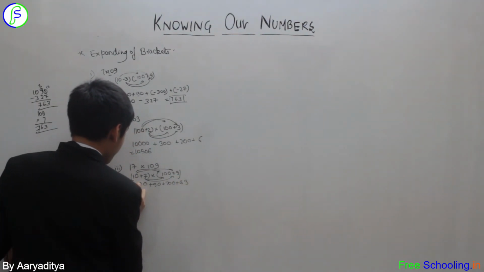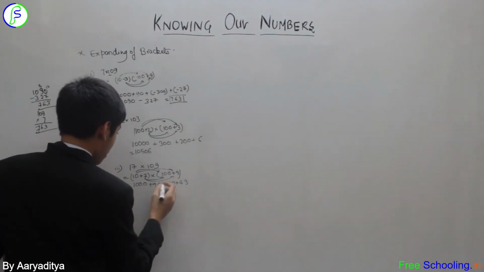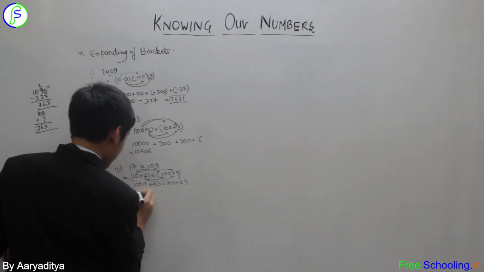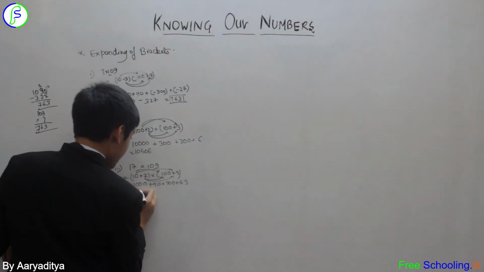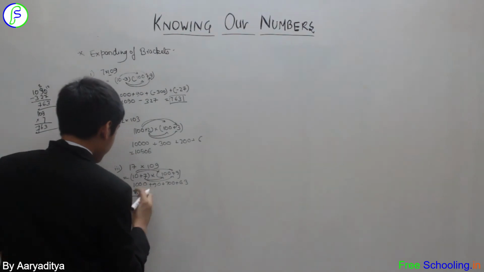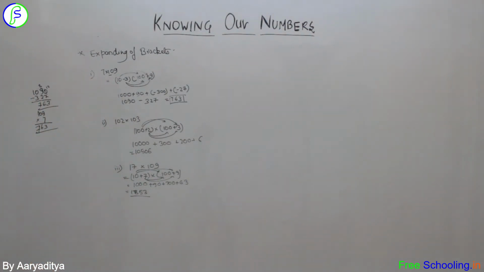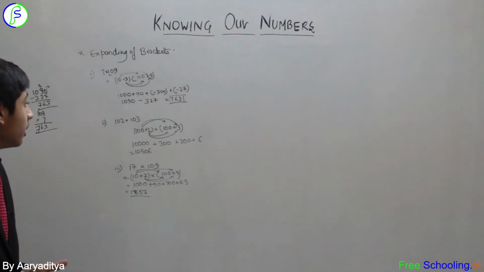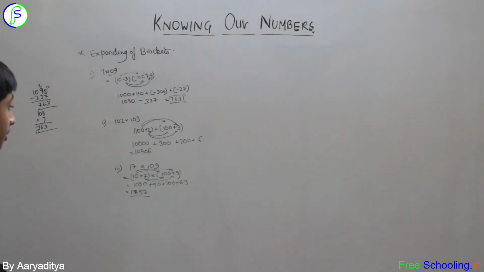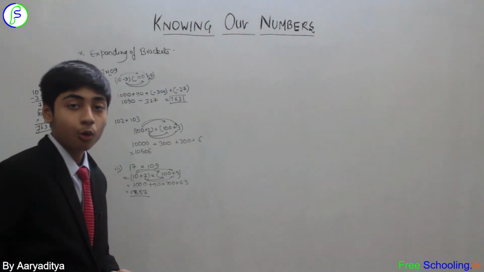Okay, which forms 1853. You can have a verification. So this is how we expand the numbers in multiplication and then follow up expanding in the brackets. Hope you all have understood this one. Now let us proceed to Roman numerals.